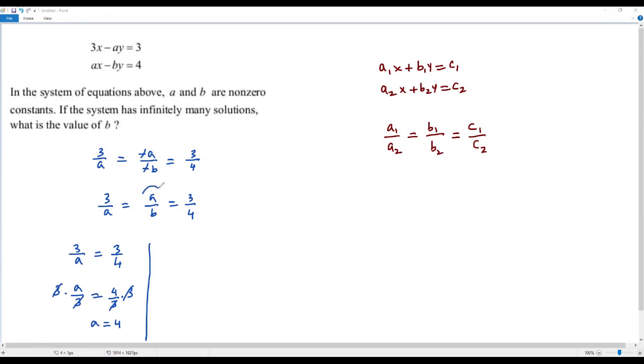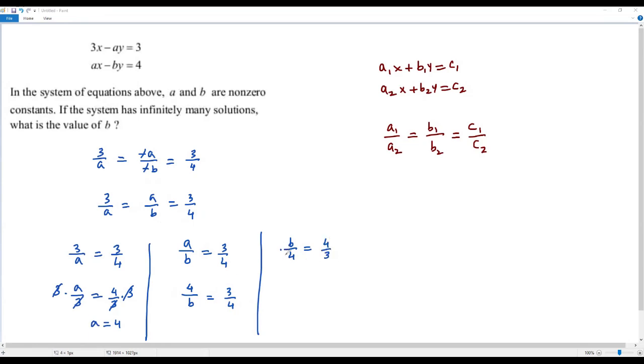Now let me equate the second ratio and third ratio. Then I'm getting a over b equals 3 over 4. Here we can plug in the value 4 for a. Then I'm getting 4 over b equals 3 over 4. Now to solve for b, we can take the reciprocal on both sides so that we'll have b in the numerator. When I take the reciprocal of 4 over b, I'm getting b over 4. And the reciprocal of 3/4 is 4 over 3.